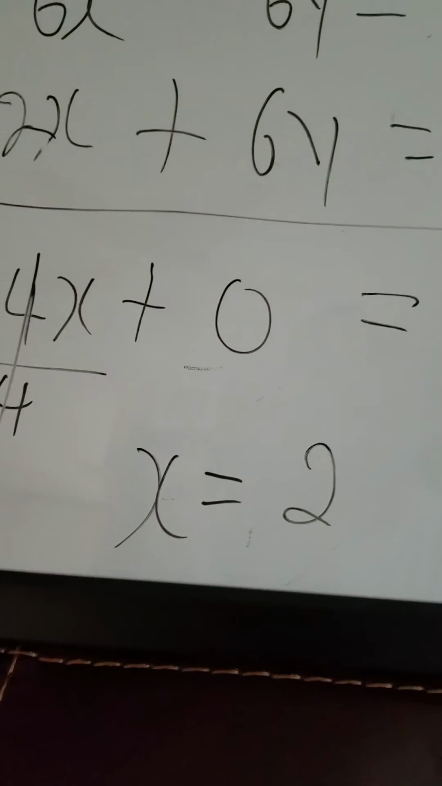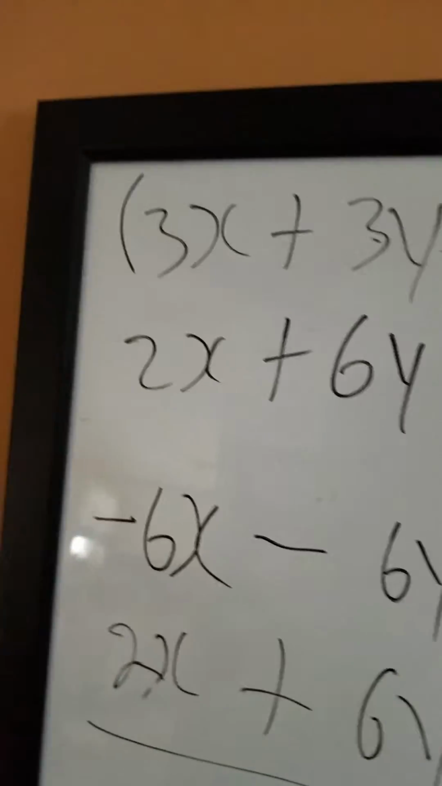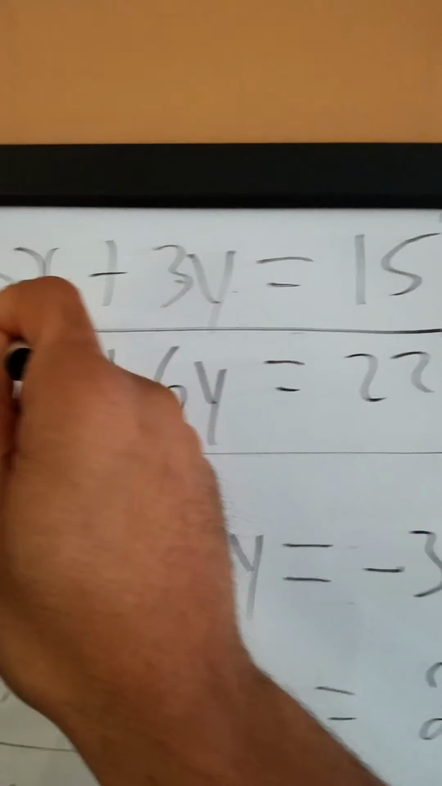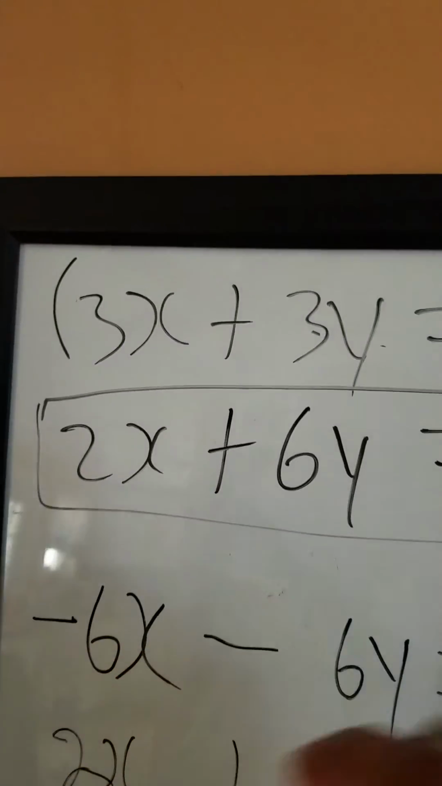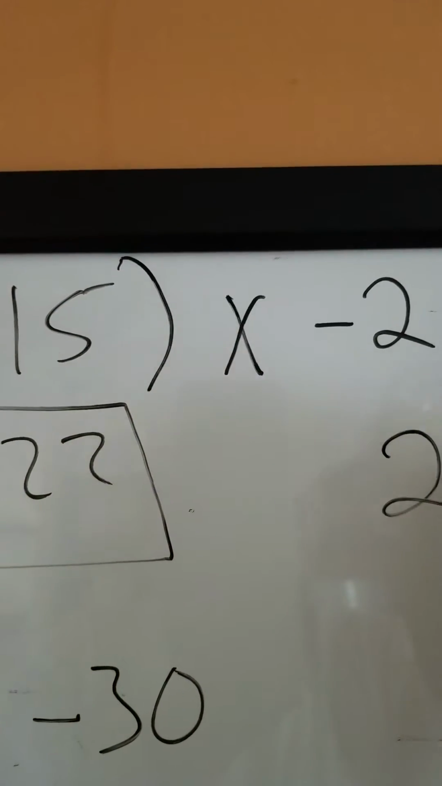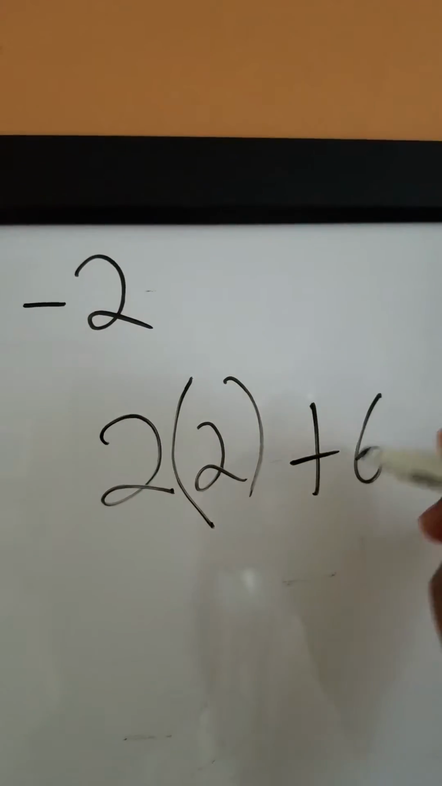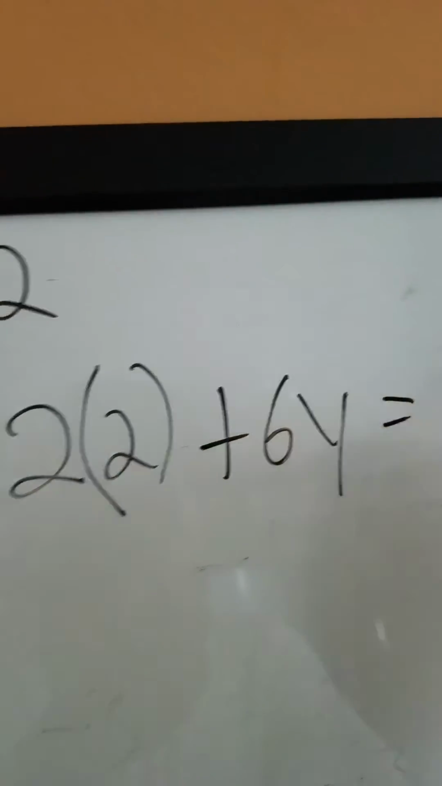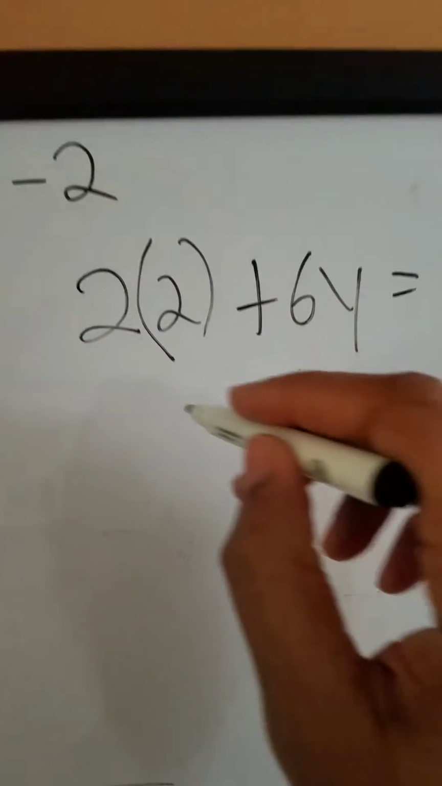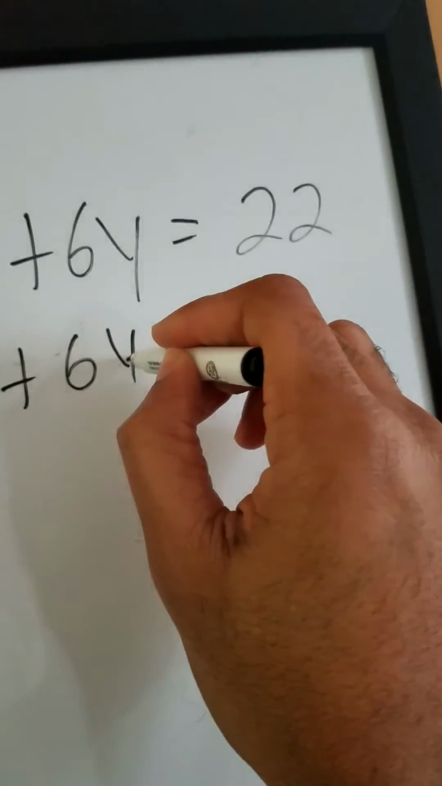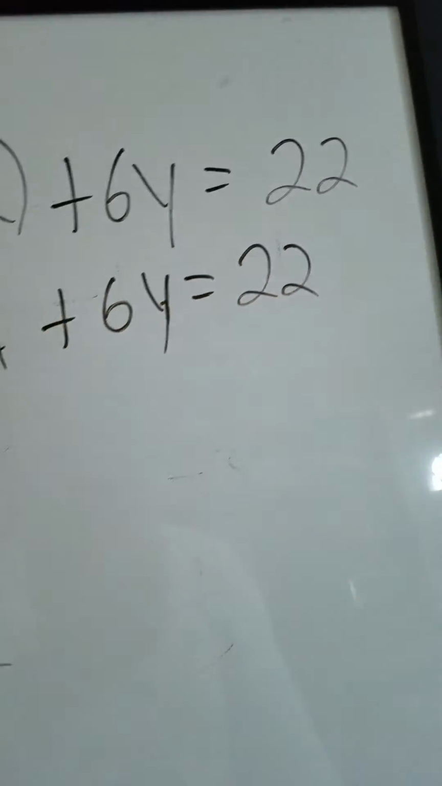Now that we know x to be 2, we can choose one of our original equations. I'll choose the second one. And I can plug in the value of 2 in the place of x so that I can find y. So over here, I'll write 2, but instead of x, I'll write the 2 plus 6y is equal to 22. 2 times 2 is 4, so 4 plus 6y is equal to 22.